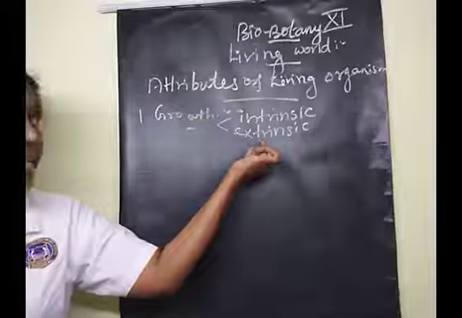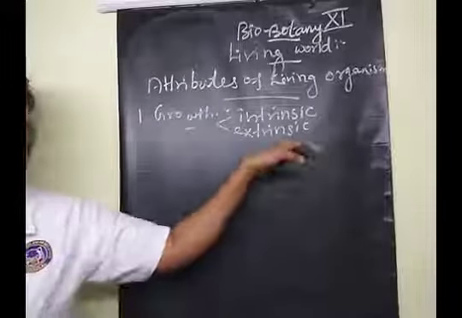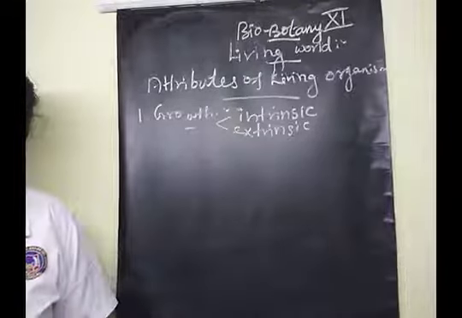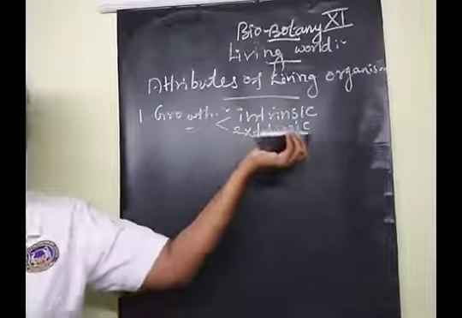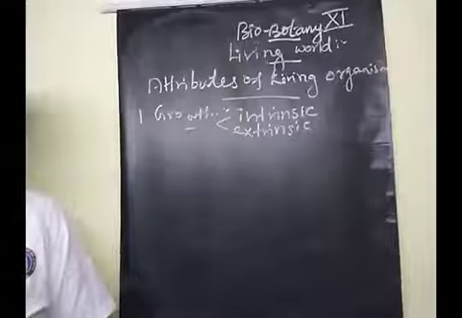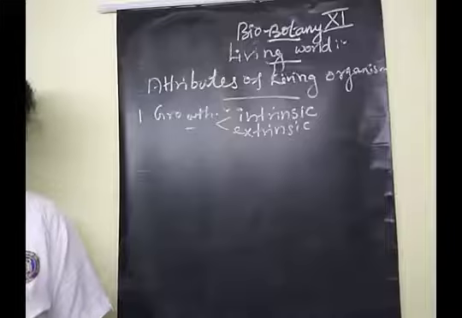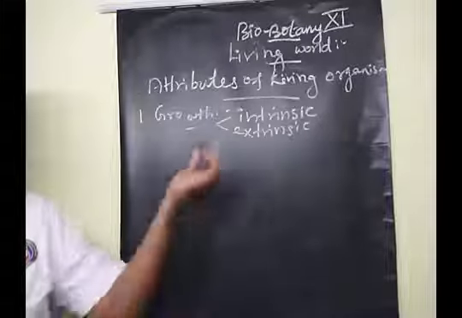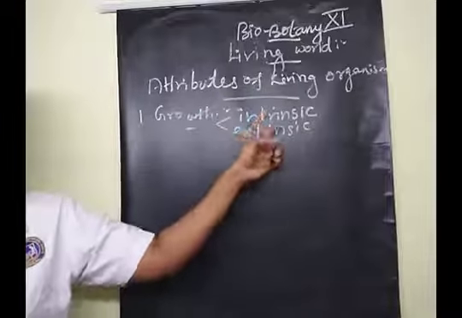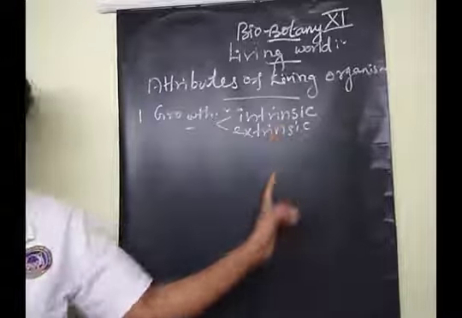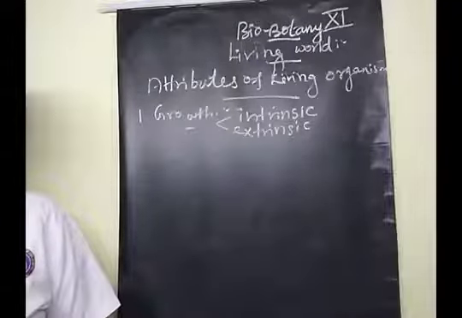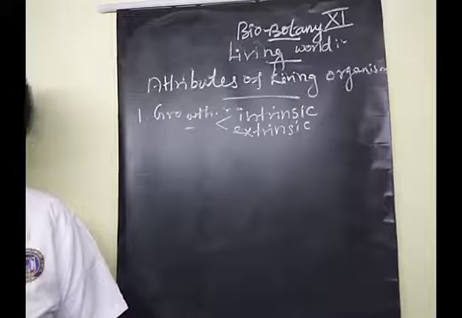Then the extrinsic type, for which they give the example of mountains. Mountains are a good example of extrinsic growth, the aggregation of materials on the surface. Clear, children? These are the two terms explained here, intrinsic and extrinsic. This is one of the 2 mark questions. Did you understand, children?